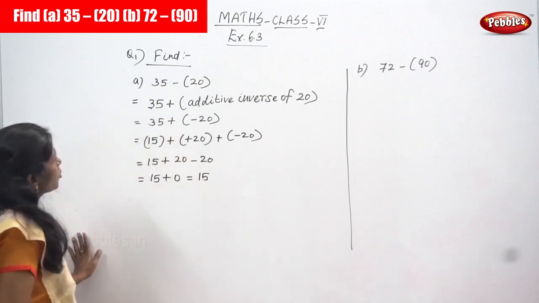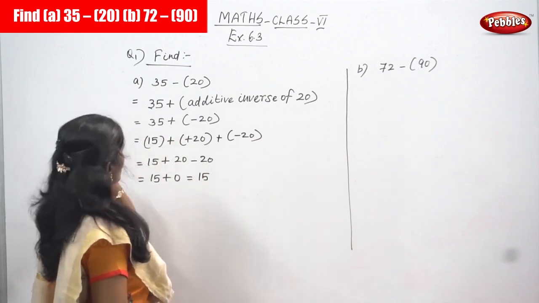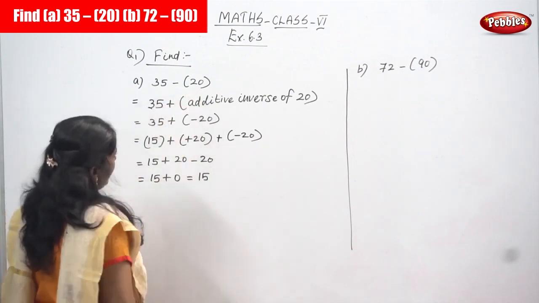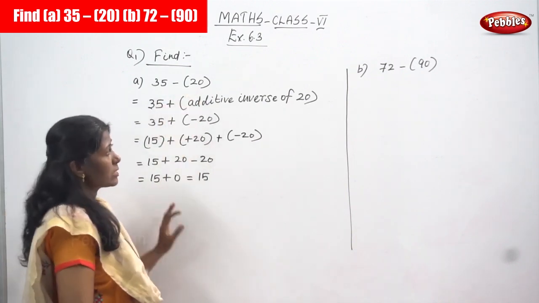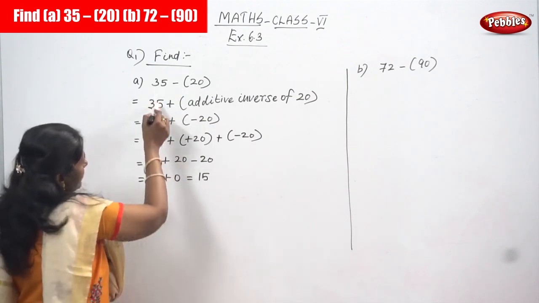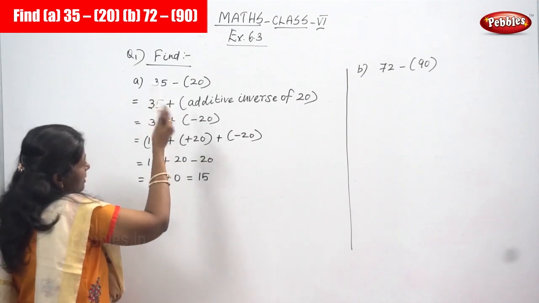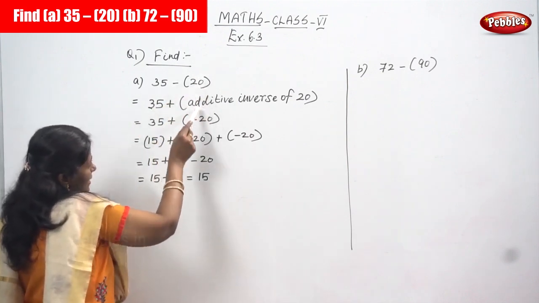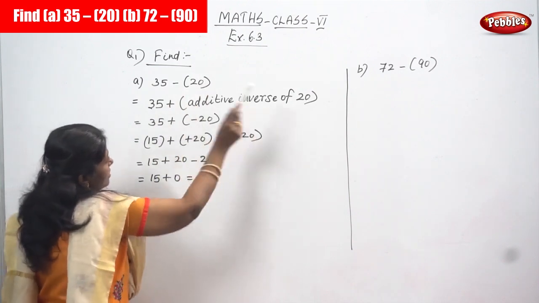Now we are going to do exercise 6.3 question 1, find the sum: 35 minus the bracket of 20. So it is the additive inverse of; that means you have to write 35 as it is, this minus sign becomes plus, and for the value inside the bracket, you have to write the additive inverse of 20.